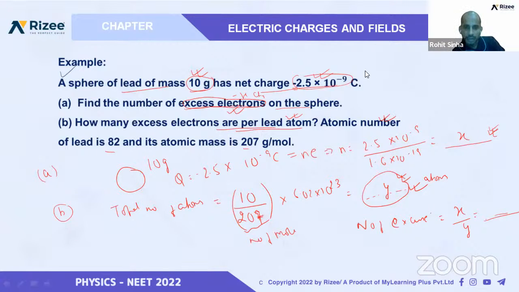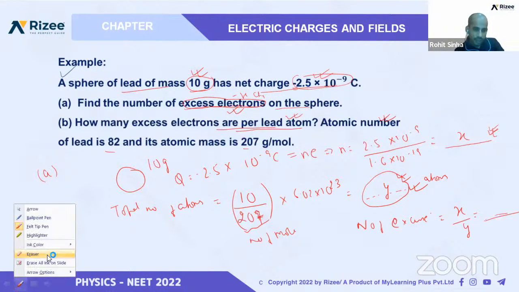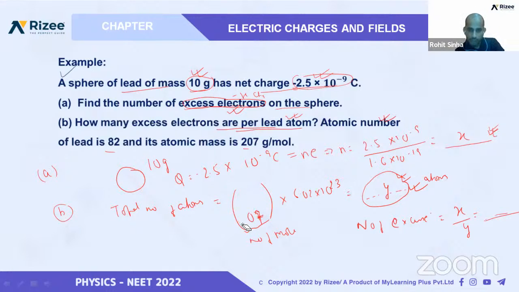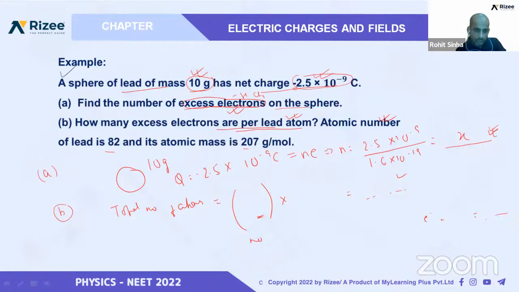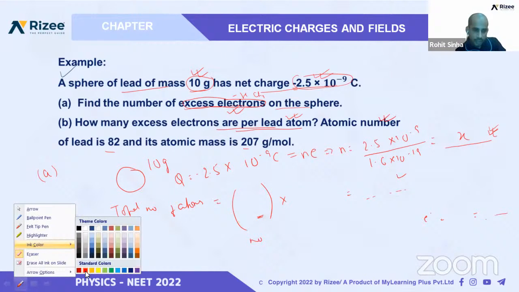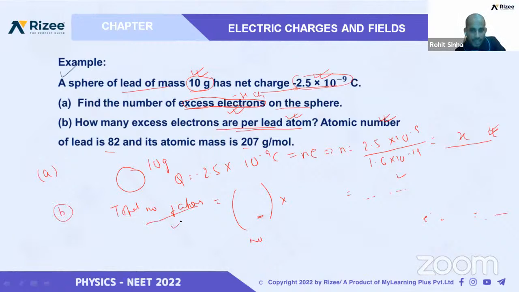Okay. I'm explaining once more. What I have done, you will see once more. To find the total number of atoms, it is given 10 gram of lead. I have taken 10 gram. You know one formula in chemistry, number of moles is equal to given mass by molar mass. Given mass is 10 and molar mass is 207.